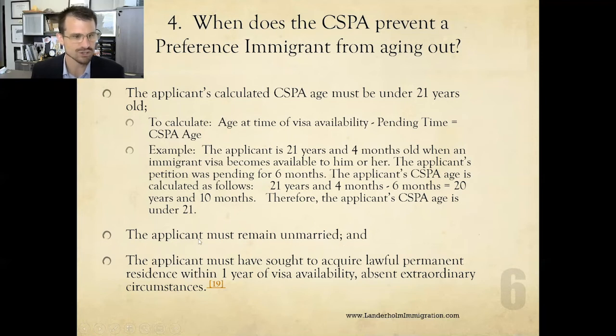And there's this additional requirement that the applicant has to seek to acquire their lawful permanent resident status within 1 year of visa availability, or they can argue extraordinary circumstances if they were unable to seek to acquire during that time. But if they do all that stuff, then they'll be protected as a child, and that will save them years and years and years of a delay process, because children are a quicker category across the board than adults are. Okay, hopefully that was helpful. If it wasn't, or if you've got questions about your case, please feel free to contact our office.